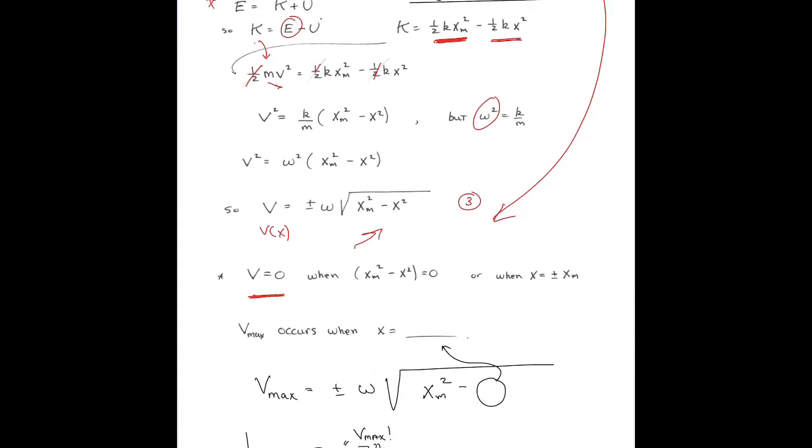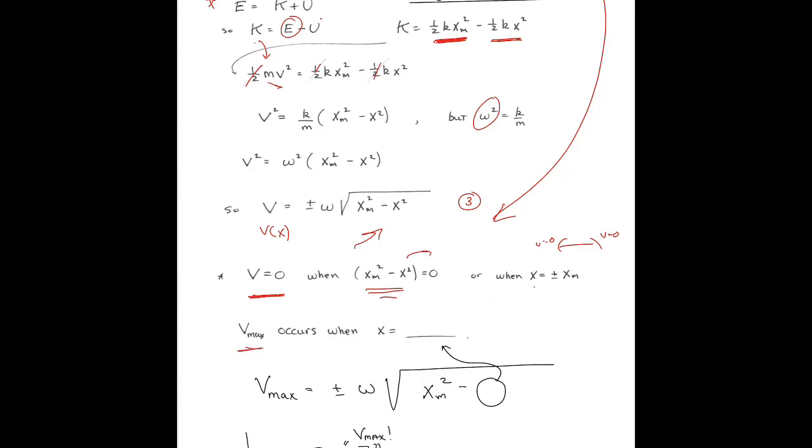So we can use this to figure out where the velocity is 0. Velocity is 0 when that quantity is 0. So if you set that quantity equal to 0, just bring that over, that says that velocity is 0 when x is equal to plus or minus x max. So that's at the amplitudes, that's at the ends. Okay, so we already knew that, right? The velocity is 0 at the end points.